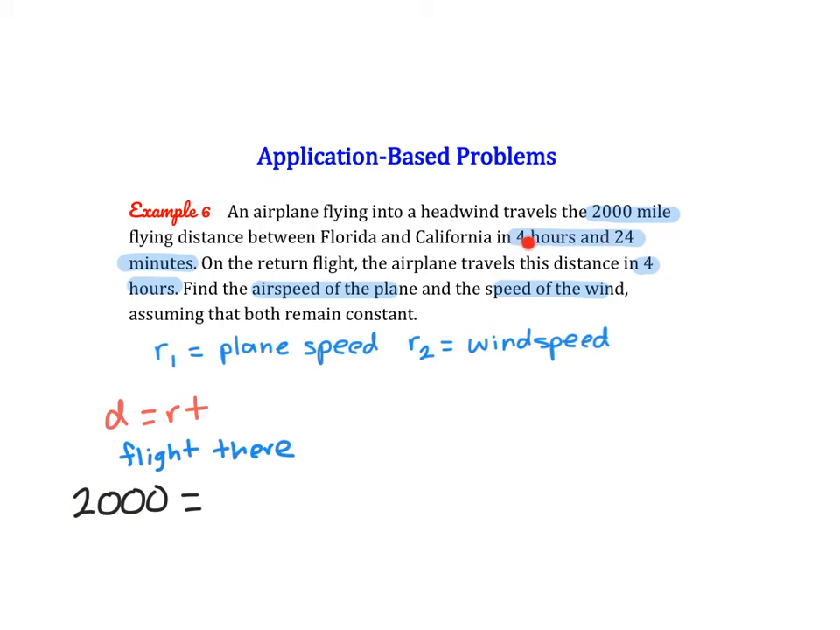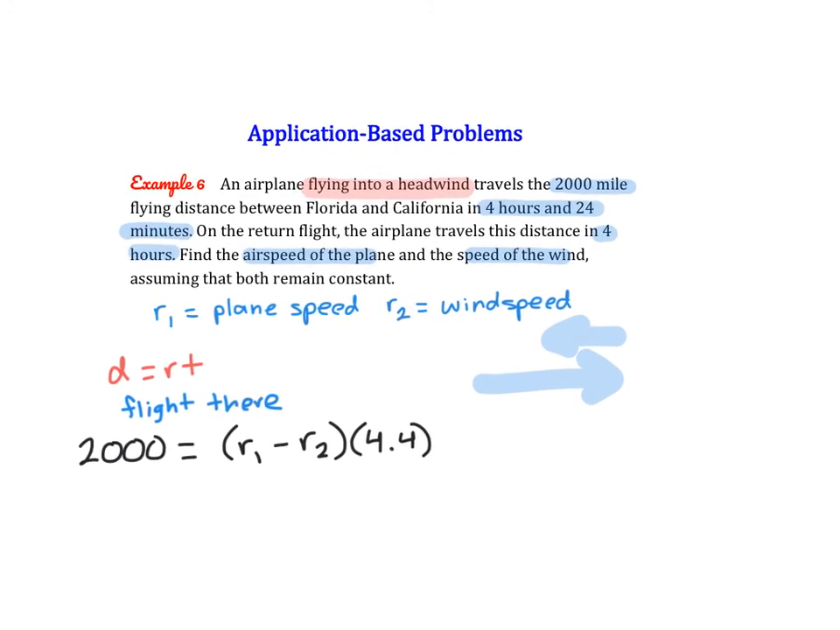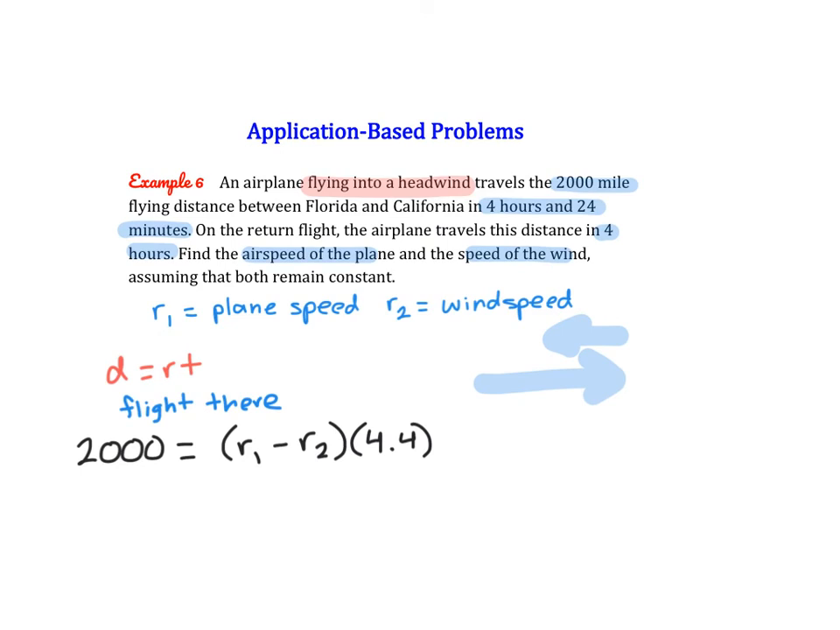The reason why it's taking longer to go there, 4 hours and 24 minutes, is because it says that they're flying into a headwind. So this is going to be key. What's happening is the plane is flying forward, but the wind is pushing back into it, slowing it down. So the overall speed is going to be R1 minus R2. The speed is slower because the wind is slowing it down. Then we multiply that by the time, which is 4.4. I converted my minutes into a decimal. So that's my first equation.